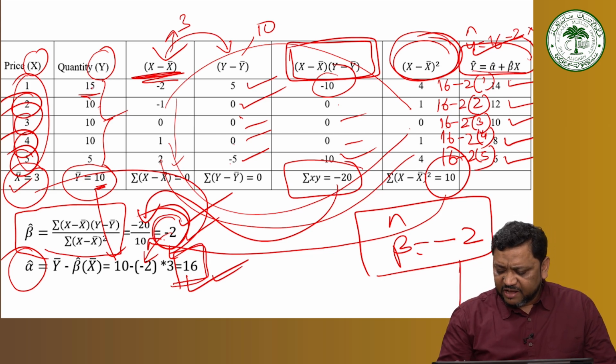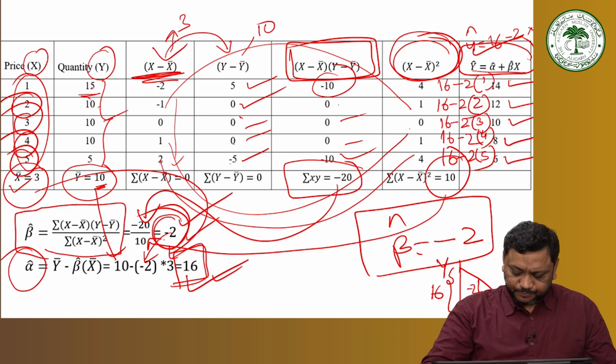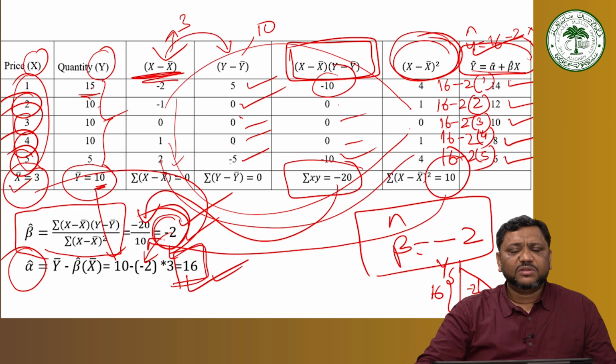If I draw a graph, it will be something like this. If this is the x-axis, this is the y-axis. This distance will be 16 and the slope of this line is minus 2. It is a negative slope, the reason being the value is minus 2 over here.